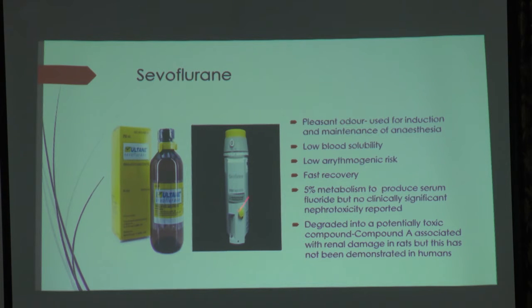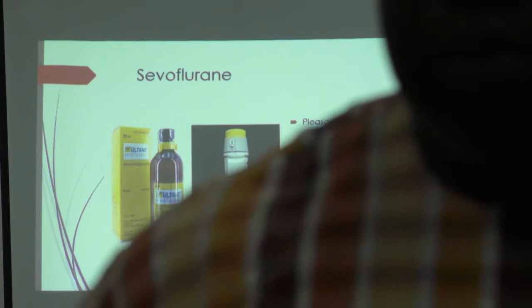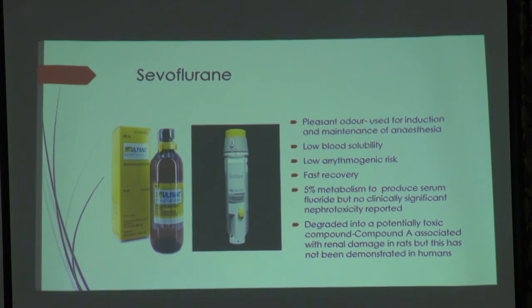And then that's sevoflurane. See that they are all color-coded. Isoflurane is purple, enflurane is orange, halothane is red, sevoflurane is yellow. So it has a pleasant odor, and it's useful for induction of anesthesia in children. Has a low blood solubility, so that's how come we are able to induce so fast. You have a lot of the gas in the alveolar compartment, not dissolved in the blood, okay? It has a low arrhythmogenic risk, so we should be pushing for more sevoflurane for induction in our parts of the world, because halothane has a problem of the hepatic toxicity, okay?